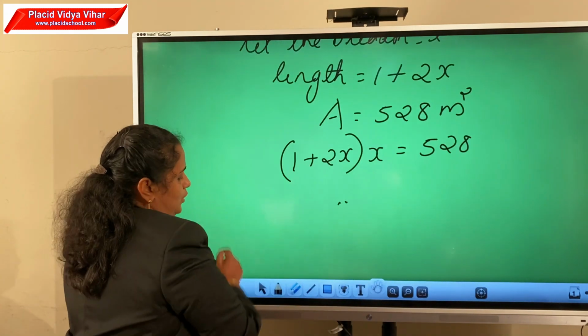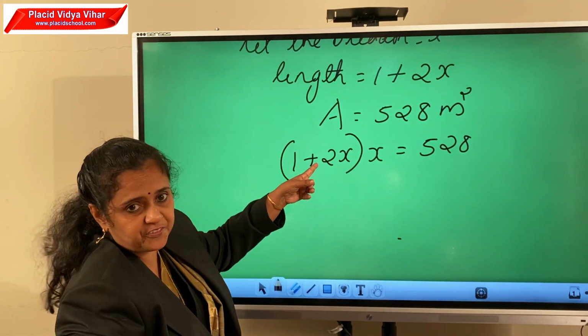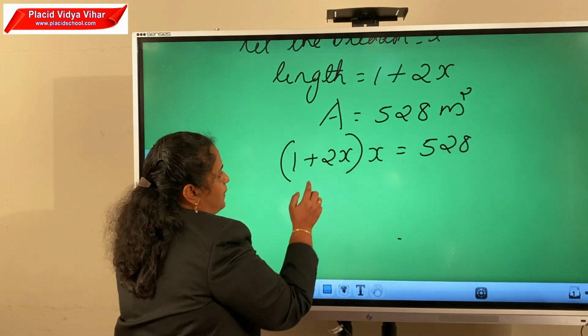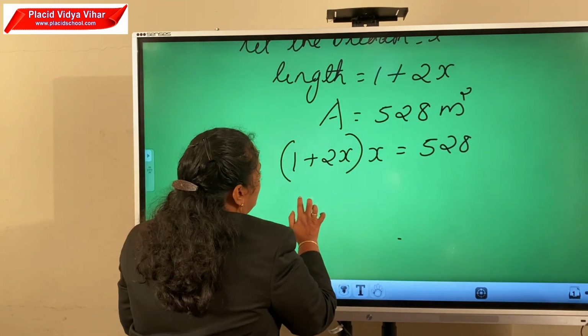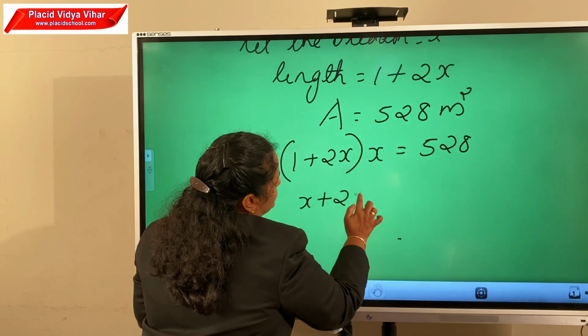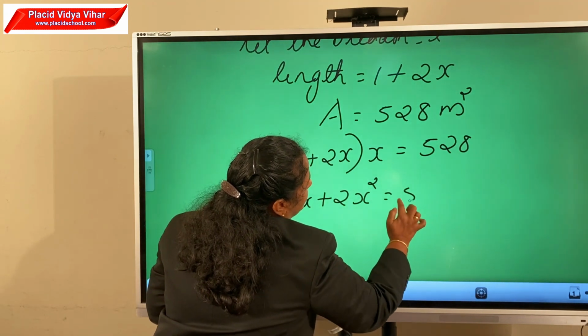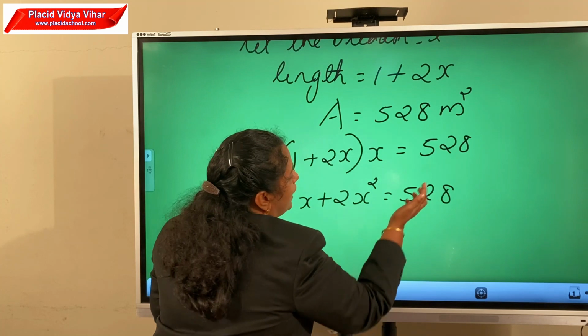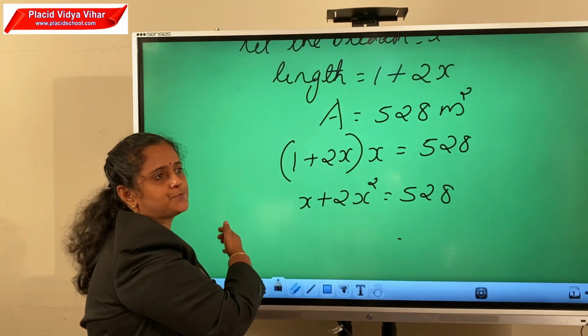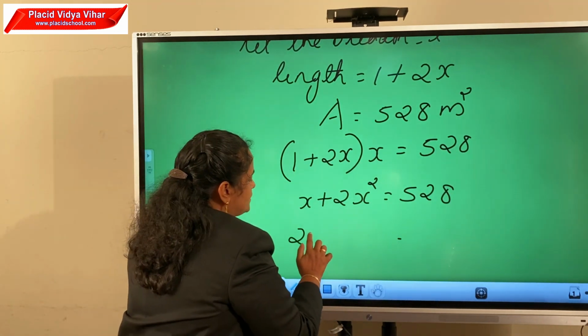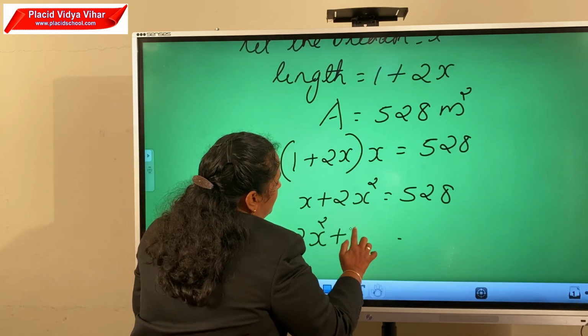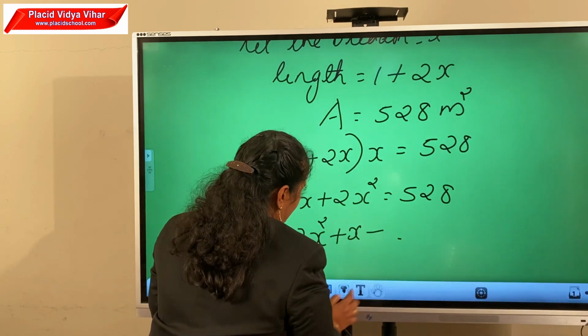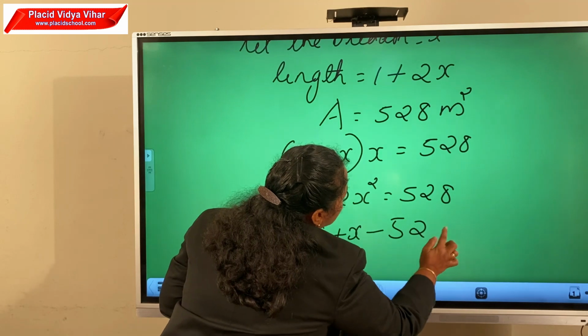Then we can find the value of x. Here, first the left hand side you should expand. You multiply each term by x. That is x plus 2x square is equal to 528. And this 528 also you should transpose to this side. That is 2x square plus x minus 528 is equal to 0.